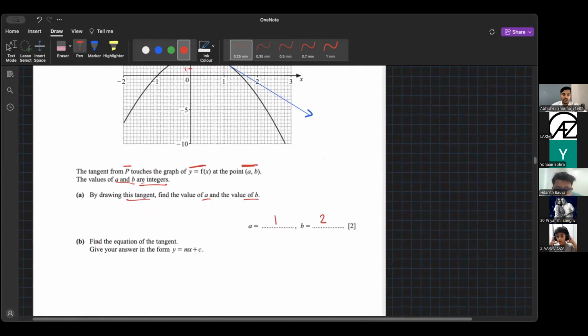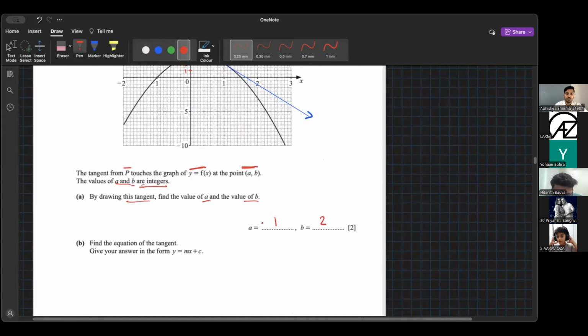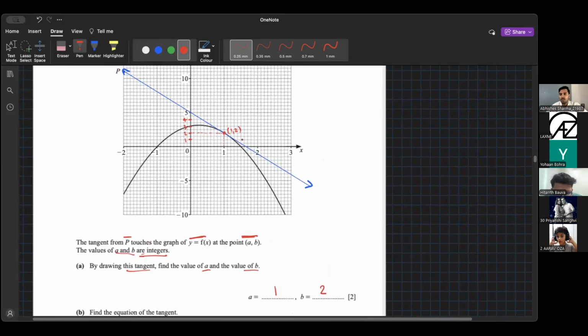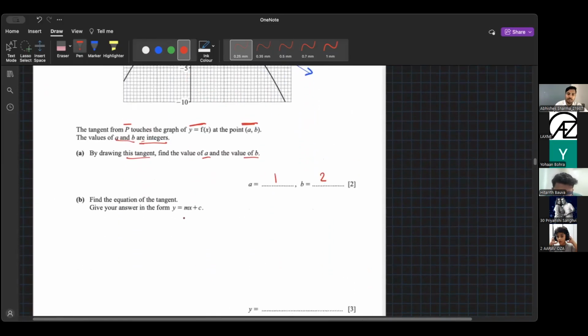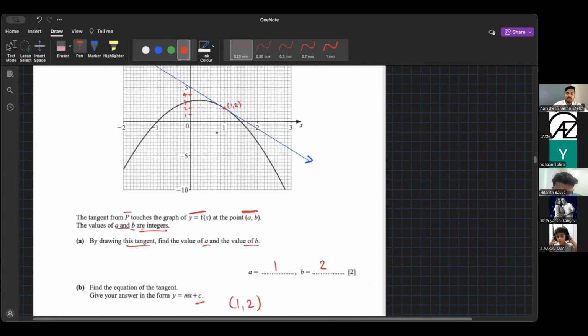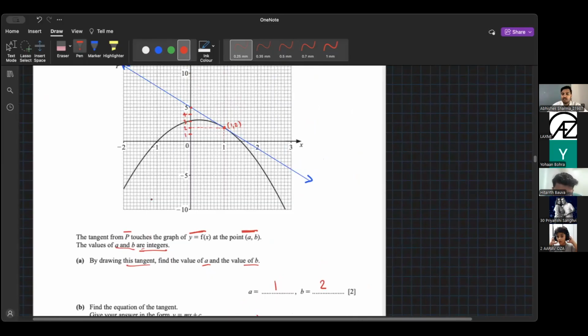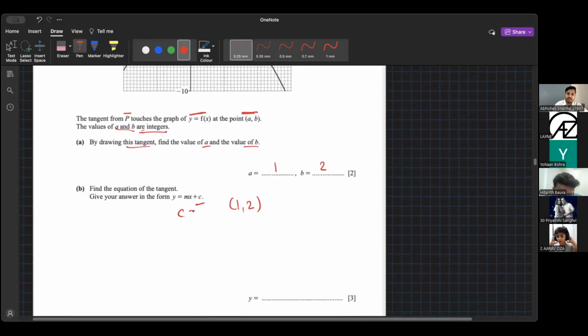Yes, sir. Part B, it says find the equation of the tangent. Give your answer in the form y equals mx plus c. We already know that the point 1 comma 2 exists on the line. The y-intercept c is 5, which is clearly visible on the graph. So we can write c is 5.